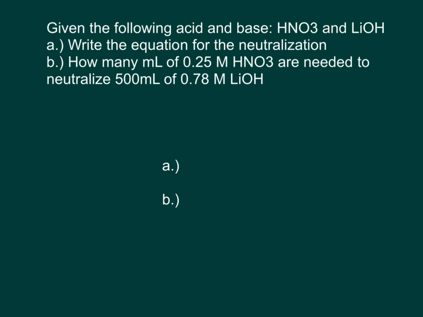So all we do is solve. We get 0.25x equals 0.78 times 500, which equals 390. And then we just divide both sides by 0.25 to get x by itself. Our final answer will be 1,560 milliliters. And that is our final answer for this equation.